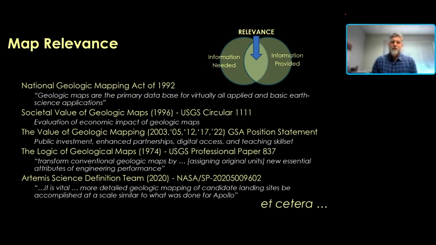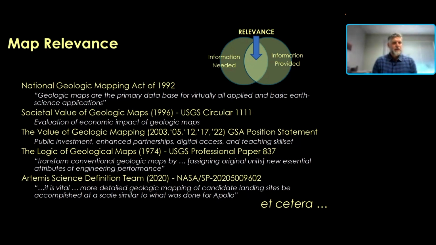Relevance. When we talk about relevance, it is the overlap between information needed and information provided. What we want to do is squeeze those two circles together to make them as relevant as possible, so that people that need information are getting that information. There are multiple places where you can find descriptions of map relevance. Here are some. The National Geologic Mapping Act of 1992. Our colleague from USGS headquarters, Dave Soller, will be talking about this in another session.